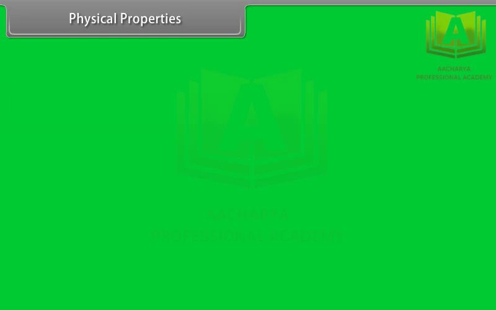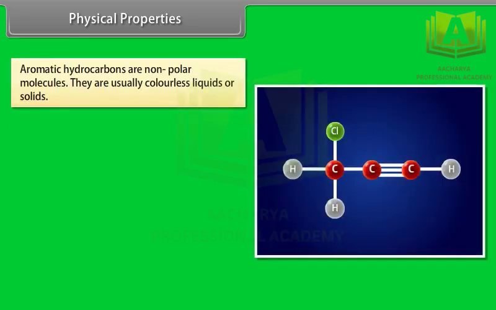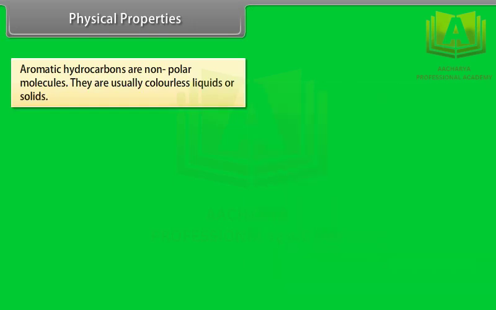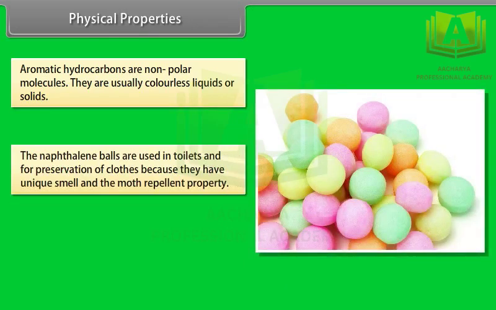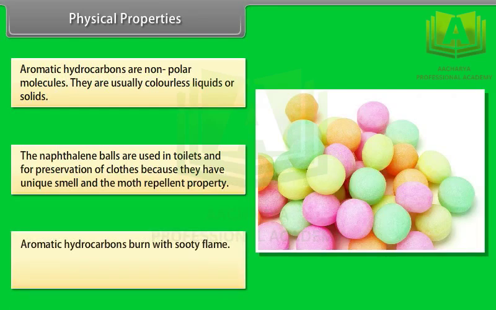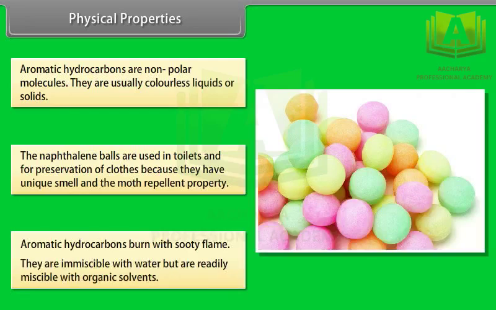Physical properties. Aromatic hydrocarbons are non-polar molecules. They are usually colorless liquids or solids. Naphthalene balls are used in toilets and for preservation of clothes because they have a unique smell and moth-repellent property. Aromatic hydrocarbons burn with a sooty flame. They are immiscible with water but are readily miscible with organic solvents.